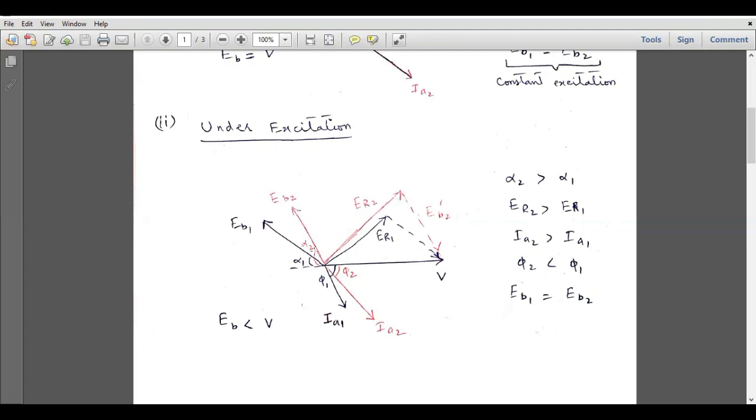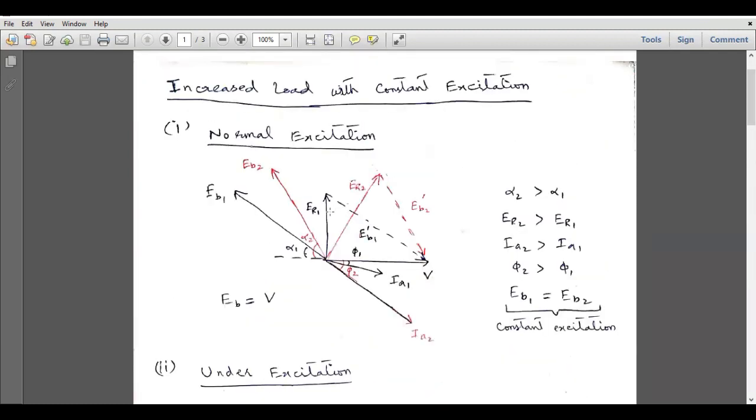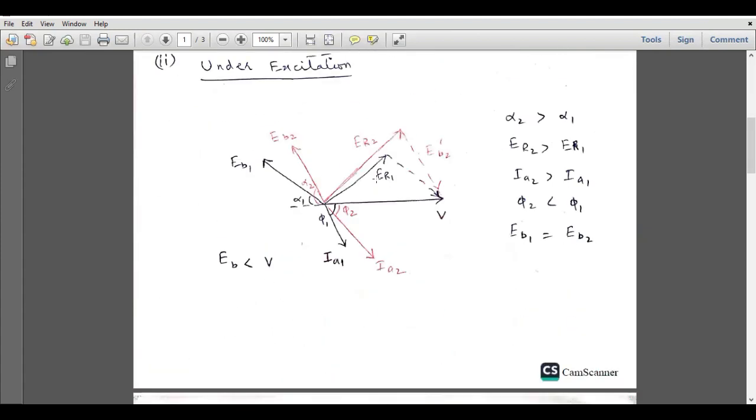So this is the new alpha 2, and according to this EB2, we will place this EB2 dash vector over here, and this will be the resultant reactance voltage. Clearly, the reactance voltage magnitude has increased, and the reactance voltage angle has also increased with this applied voltage. In the previous case, we had ER1 in this direction, but ER2 was rotated clockwise. But in this case, we have seen the opposite phenomenon.